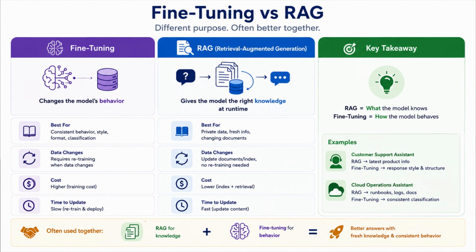So we should not think of fine tuning and RAG as competitors. They are different tools for different needs. If the information changes often, use RAG. If the behavior needs to be consistent, consider fine tuning. And if you need both current knowledge and consistent behavior, then both patterns can work together.